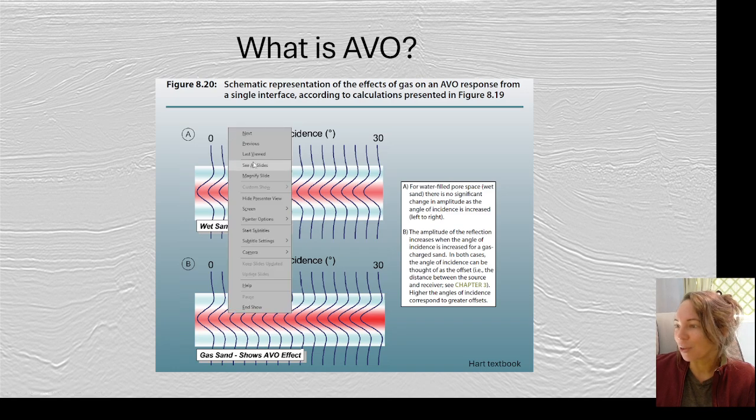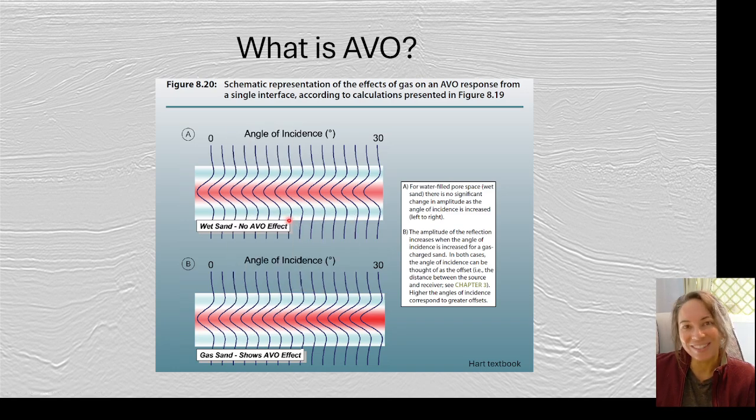Okay, so let's start off with what AVO actually is. AVO is the concept that your amplitudes change with increasing angle or offset. Think about the bounce point of the reflections in the earth at those interfaces.